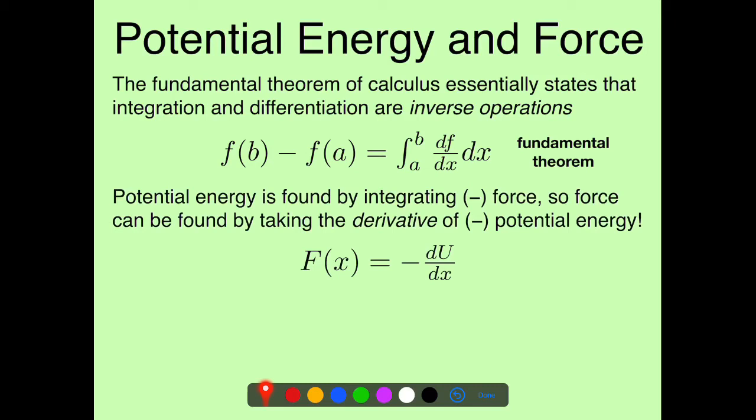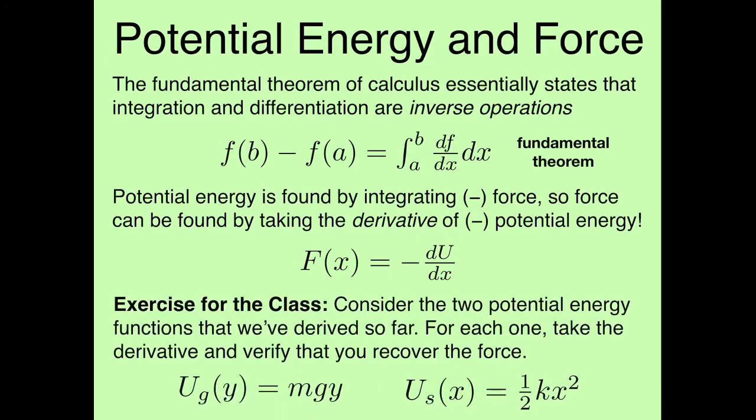Okay, so let's apply that idea to what we know about potential energy. We know that potential energy is found by integrating a force, but of course there's a negative sign out front. If that's the case, then we should be able to find the force by taking the derivative of potential energy. In other words, if you can integrate the force to get potential energy, you should be able to take the derivative of potential energy to get the force. Just remember there's a negative sign out front. So in equation form, the force F of x is equal to minus dU/dx, because that negative sign is always out front.